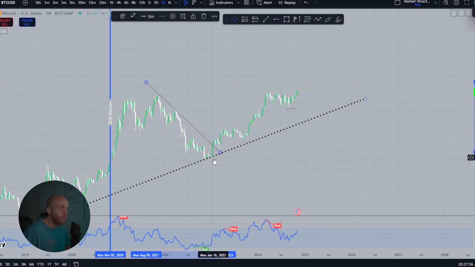So this trend is no longer valid after you break it. Sometimes you'll break out of it, come back down, and test it. If you test it as support here and then you bounce back up, that's great, because now you're using that resistance as support. The last thing is sometimes there are evolving trends off of this trend.